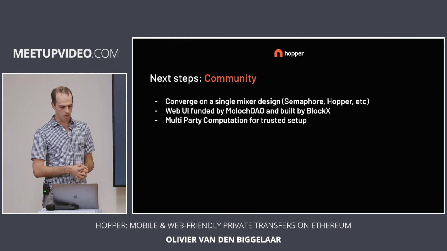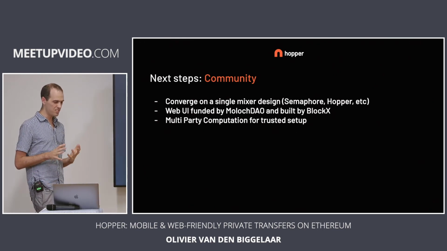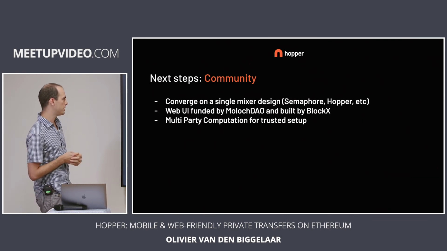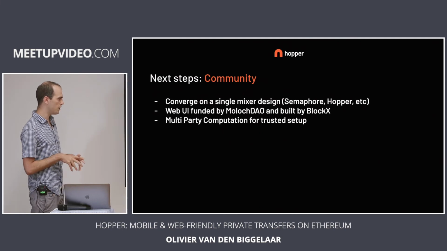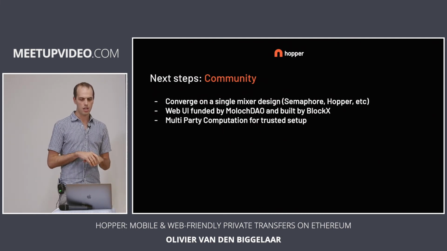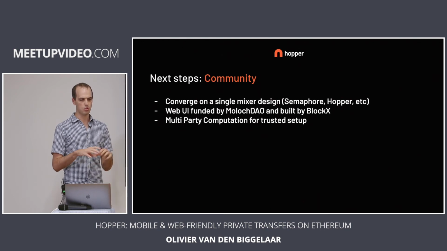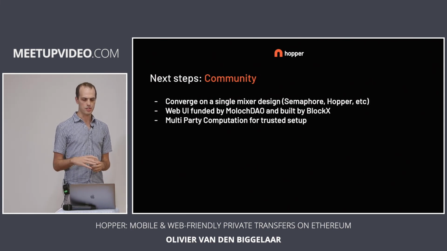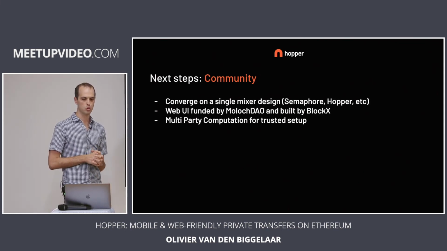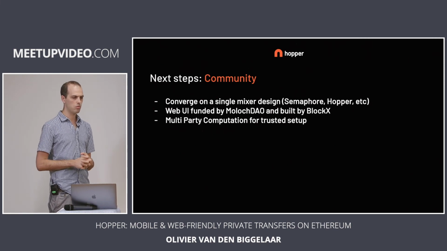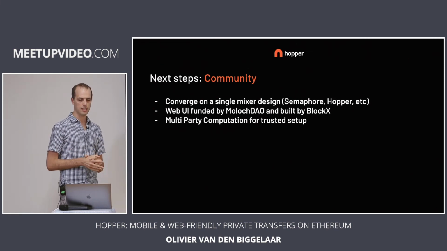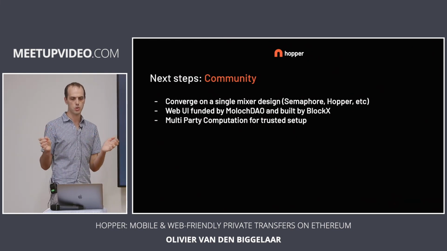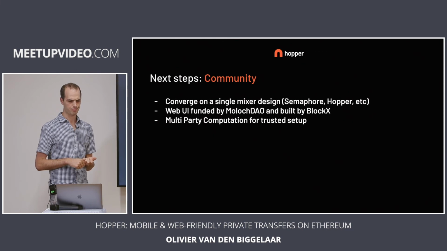To conclude, we want this to be a community-driven project. I think it's very important that ultimately we converge on a single mixer design. It's fine in the short term to experiment with different designs, but ultimately we don't want to split our anonymity set across 5 competing projects. So whether it's Hopper, or the big Telegram group discussing Semaphore, regardless of the exact project, I think it would be great to use one unified set of contracts and then perhaps various clients and various UIs on top of that.